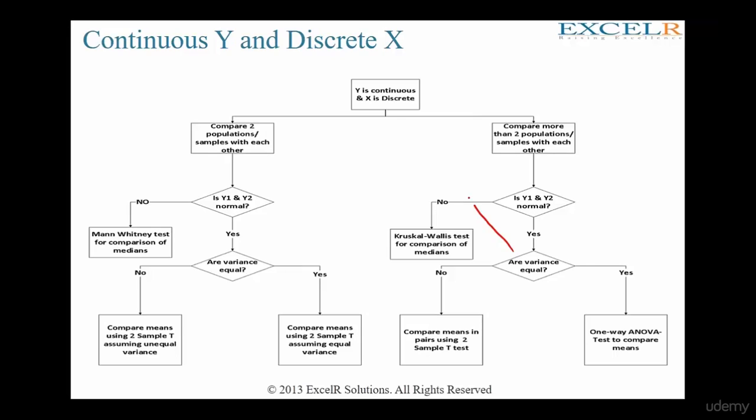So we need to write null and alternate hypothesis for variance test. Variance of transaction time of supplier A is equal to variance of transaction time of supplier B is equal to variance of transaction time of supplier C is your null hypothesis.